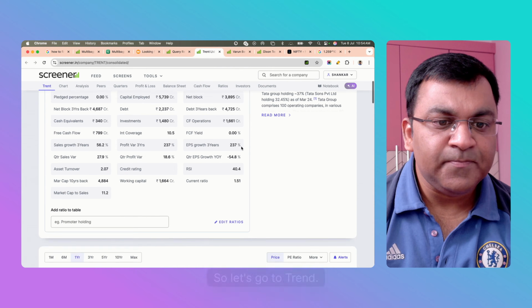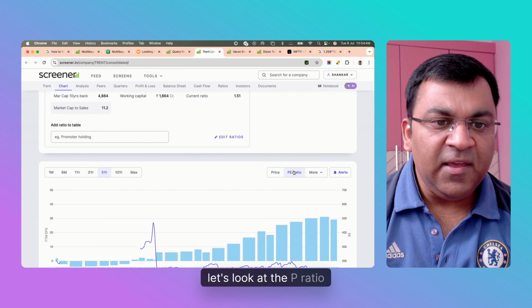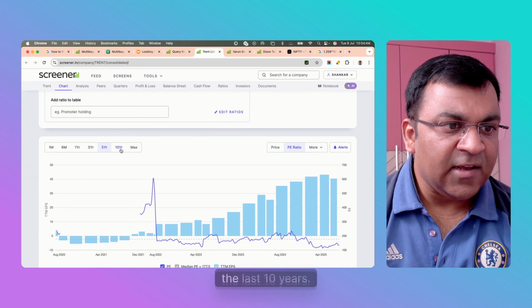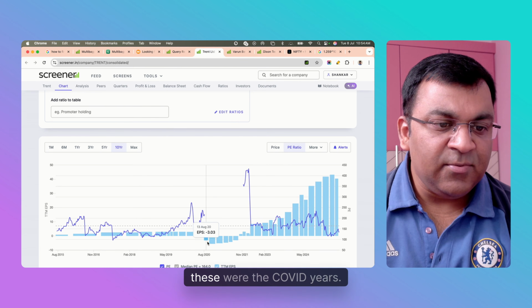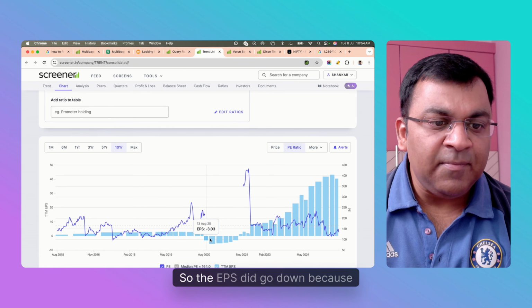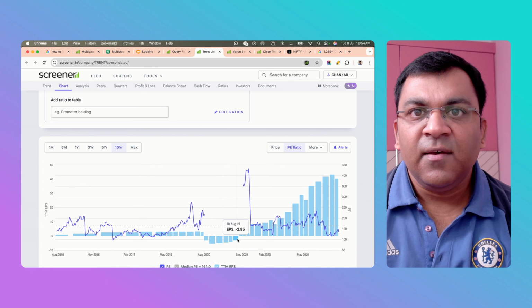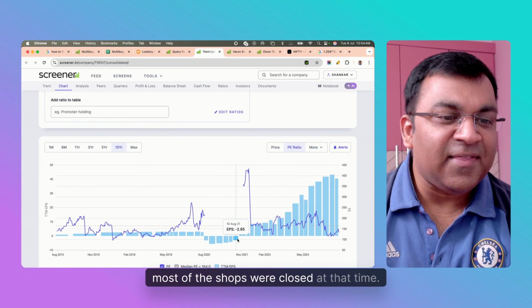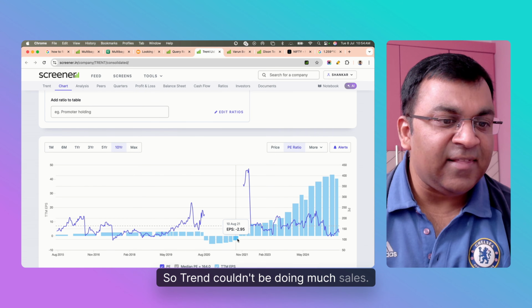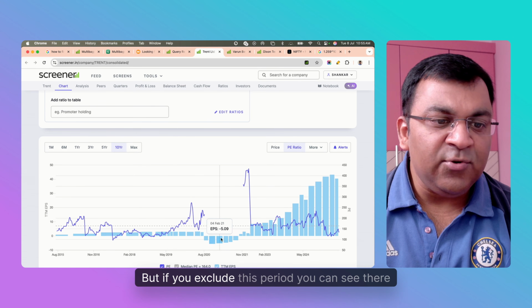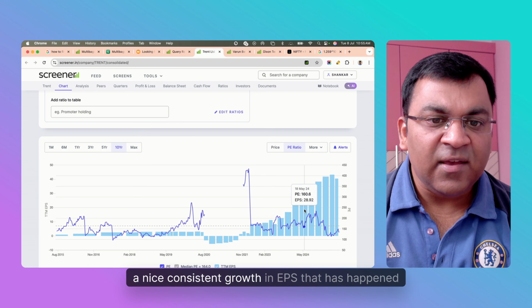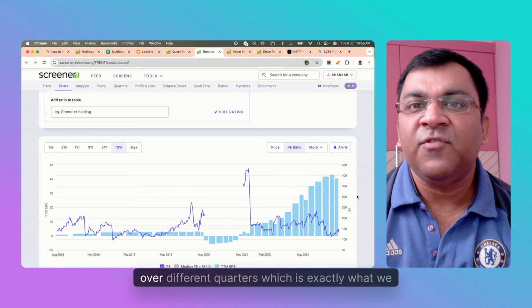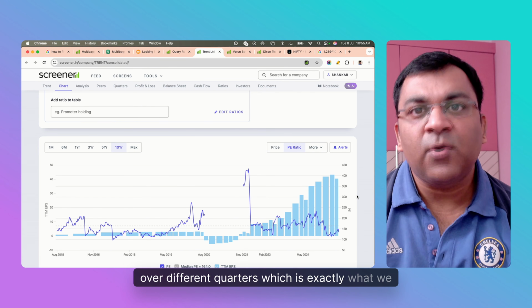So let's go to Trent. Let's look at the EPS, the last 10 years. To some extent, yes. These were the COVID years, so the EPS did go down because most of the shops were closed at that time, and Trent couldn't be doing much sales. But if you exclude this period, you can see there is nice, consistent growth in EPS over different quarters, which is exactly what we're looking at.